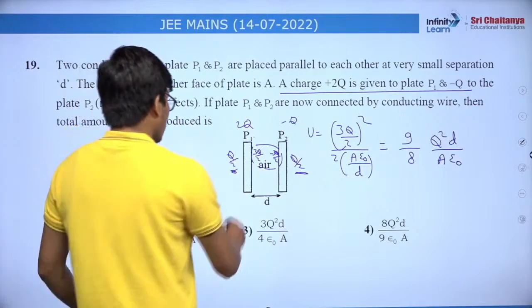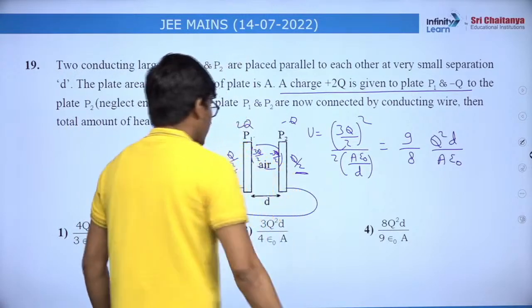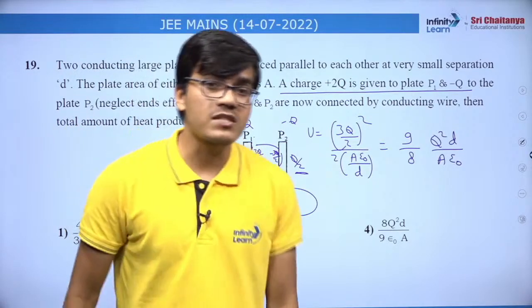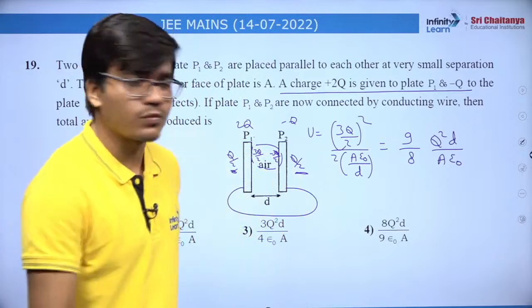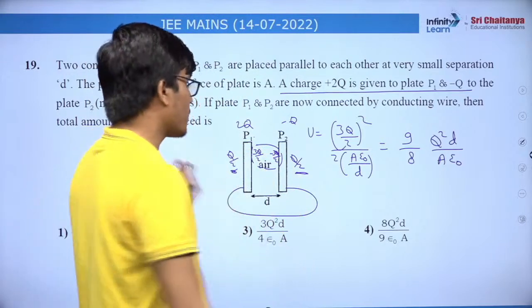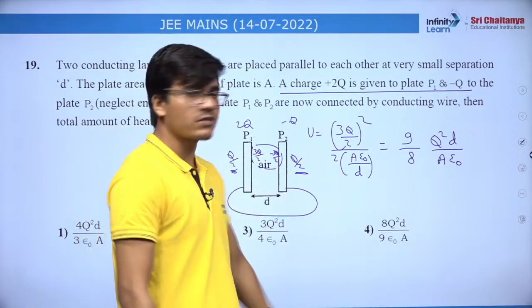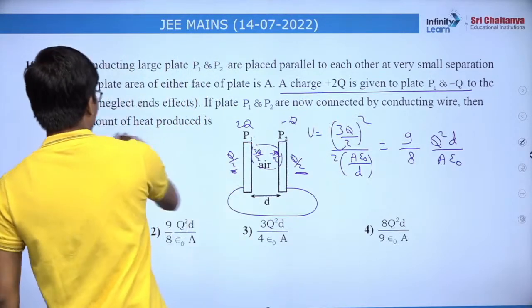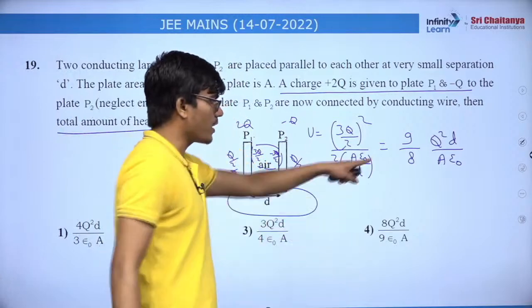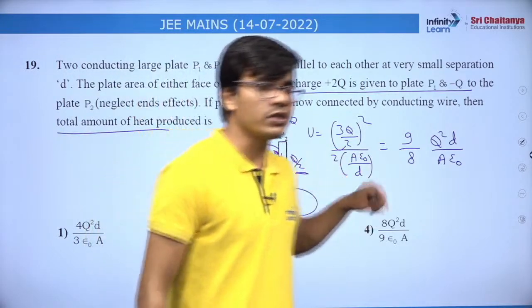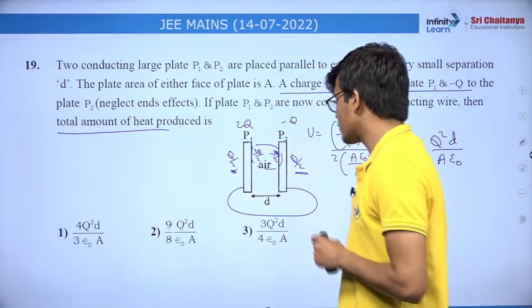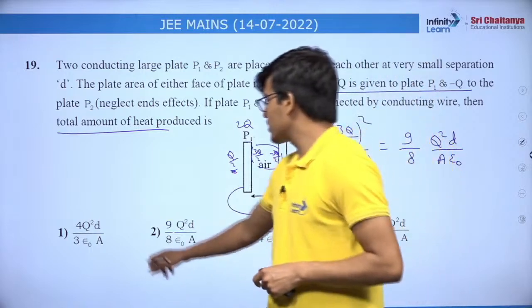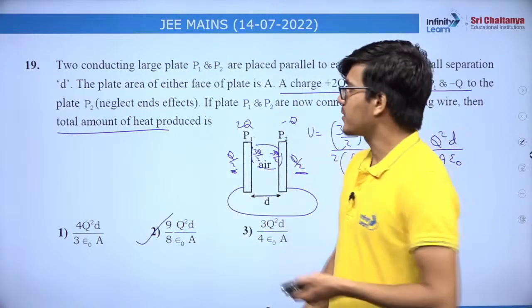Now you are connecting these two plates by a wire. A wire means the potential difference has to be 0. Both should be at the same potential. If the potential difference is 0, finally the potential energy will be 0. So how much energy will be lost, or how much heat will be produced in this wire? This much amount will go into heat dissipation from this wire. So it matches with the second option, that is right.